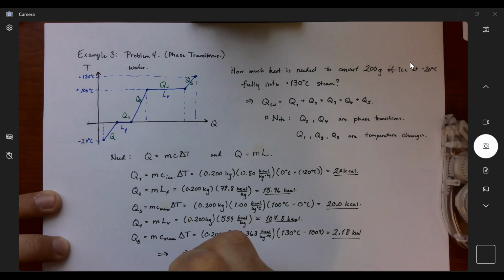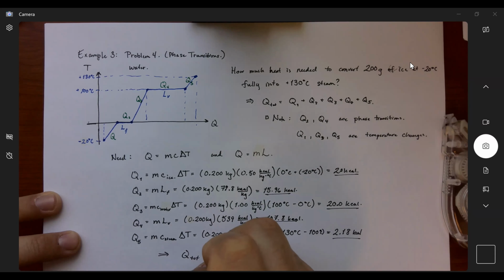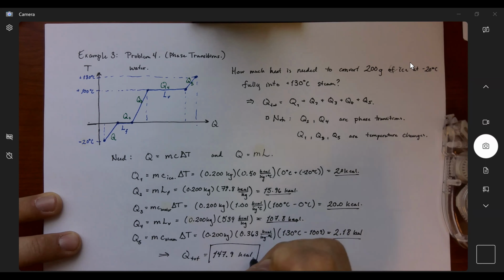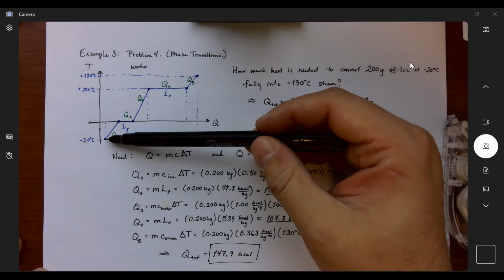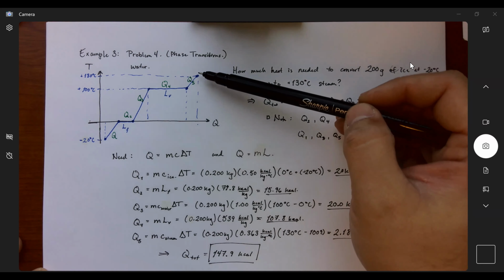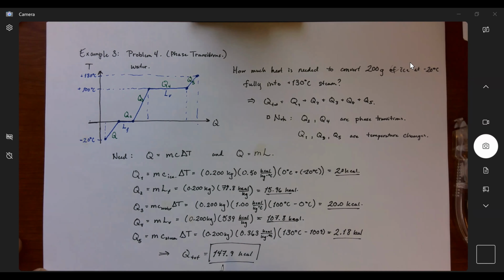All right, and so to find Q total, we just add these all up, and I ultimately get 147.9 kilocalories of total heat needed to convert 0.2 kilograms of ice at negative 20 degrees Celsius into 0.2 kilograms of steam at 130 degrees Celsius. That's how much heat is needed to do that conversion.